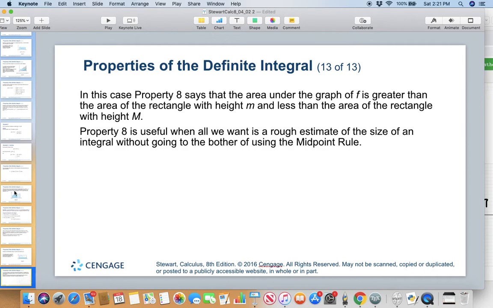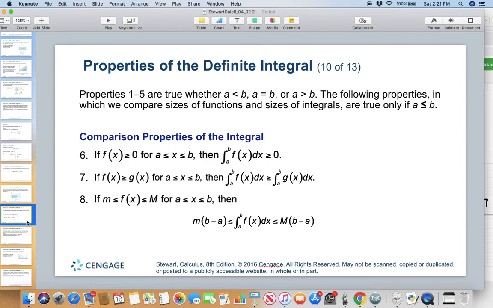This property is very useful when you don't know the actual value of this integral. Sometimes these integrals are difficult to find, but you can estimate: oh, that's a bigger area, you can estimate that, and so on.